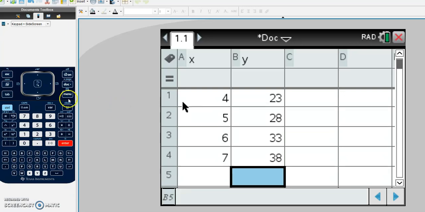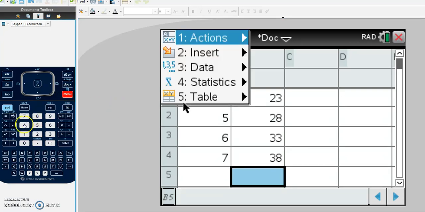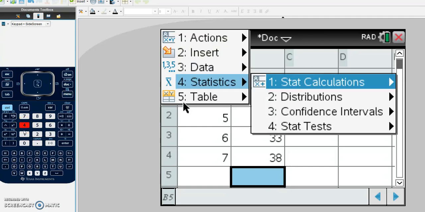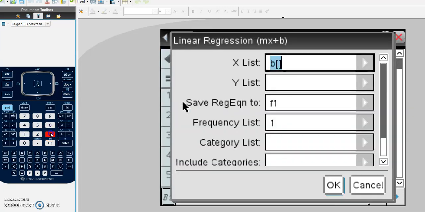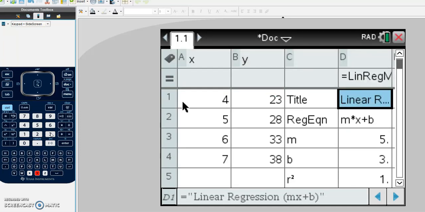And once I have all the values in, I go to Menu, Statistics, 1 for stat calculations, and 3 for linear regression. I'll put an X in the X list, a Y in the Y list, and hit Enter. And then you can see right here, this is my slope, and this is my y-intercept. So my equation should be y equals 5x plus 3.